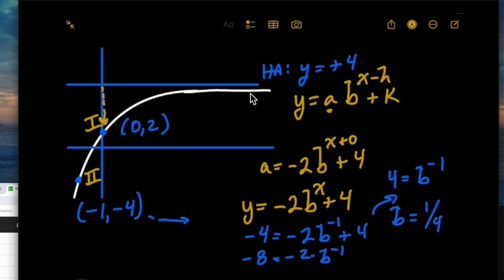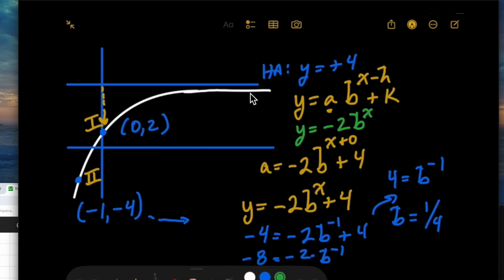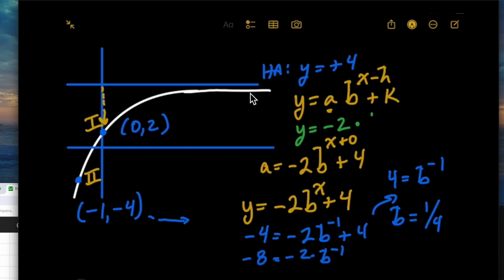And again, we did anticipate that fraction. So our final answer, folks, is going to be, here in green, y equals negative 2b to the x, negative 2 times 1/4 to the x power plus 4. And again, the negative makes sense. The 1/4 fits a decay function. There's our horizontal asymptote.